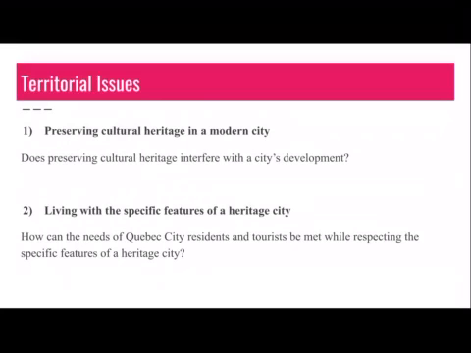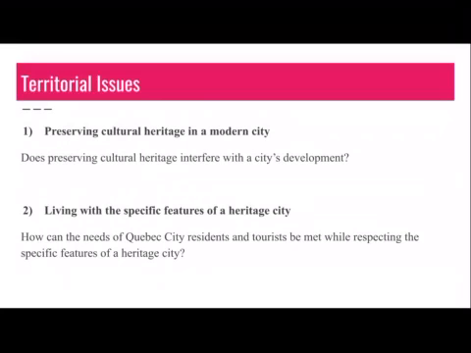So the first issue is preserving cultural heritage in a modern city. Making sure that your city is modern, but maintaining that heritage aspect. So the question that we're going to ask ourselves, and that hopefully we'll be able to answer by the end of the unit, is: does preserving cultural heritage interfere with the city's development?